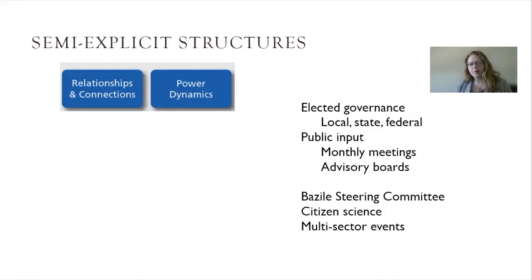Then if we look at that middle tier of how relationships and power dynamics impact this, I couldn't really untangle these because all of these involve both. And so I just listed some examples of elected governance allows the general public to have power within our system, both at the local, state, and federal levels, with Nebraska's natural resource districts being governed by locally elected boards. And then all of these entities use extensive public input process to make sure that people's voices are heard through monthly meetings and advisory boards.